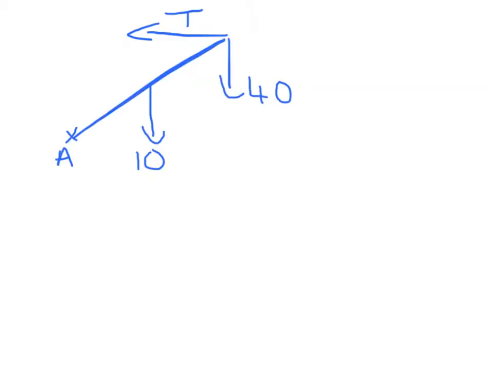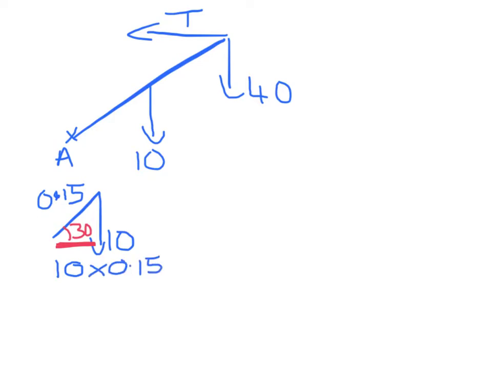Part 2, I'm going to take moments about A so I can ignore the hinge in this part of the question. First force that we meet is the 10. It is 15 centimetres, so that's 0.15 metres. And the perpendicular distance is beside the angle 30, so we're going to use cos. So the moment for this force will be 10 times 0.15 cos 30, and that is going to be in a clockwise direction.